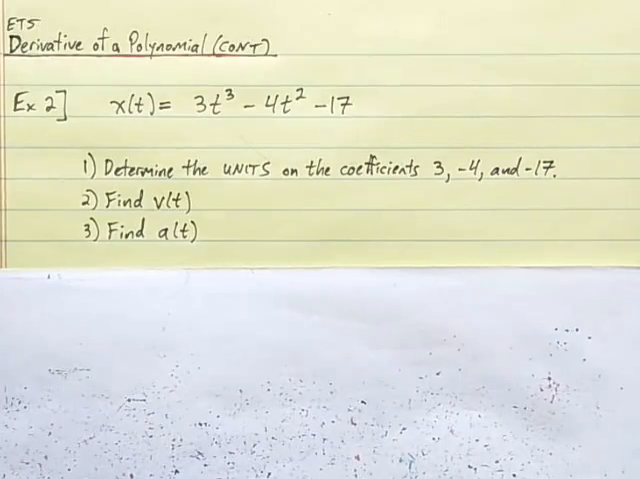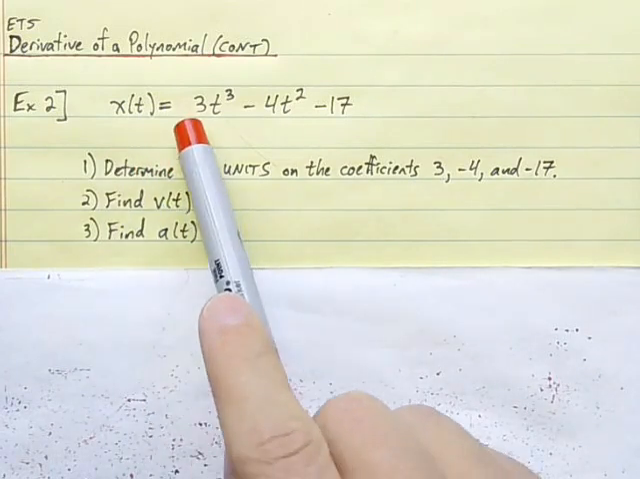Here's an example for you to try. In a moment, I'm going to ask you to pause the video and work out your answers and then unpause and check your work. So here is a polynomial position function.